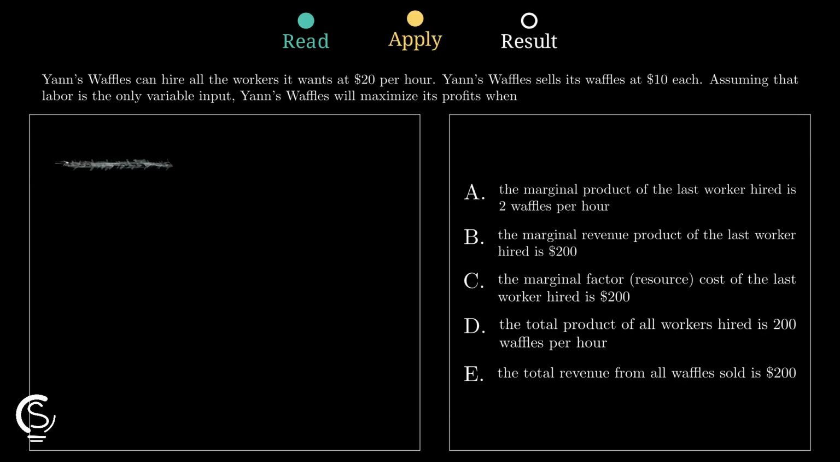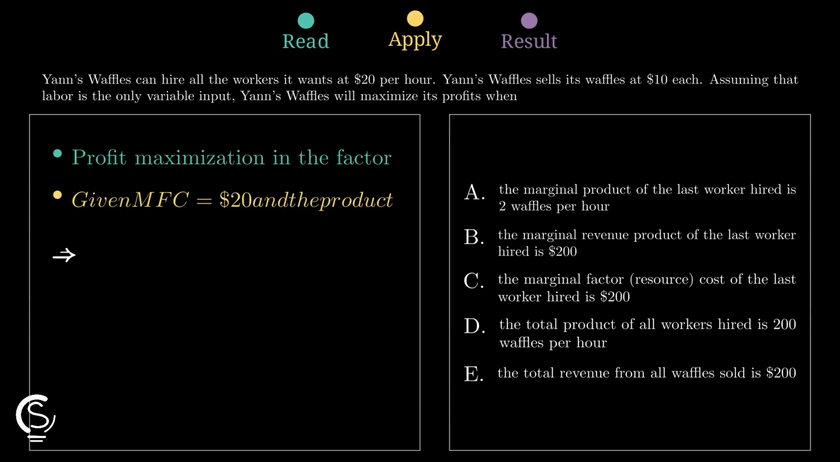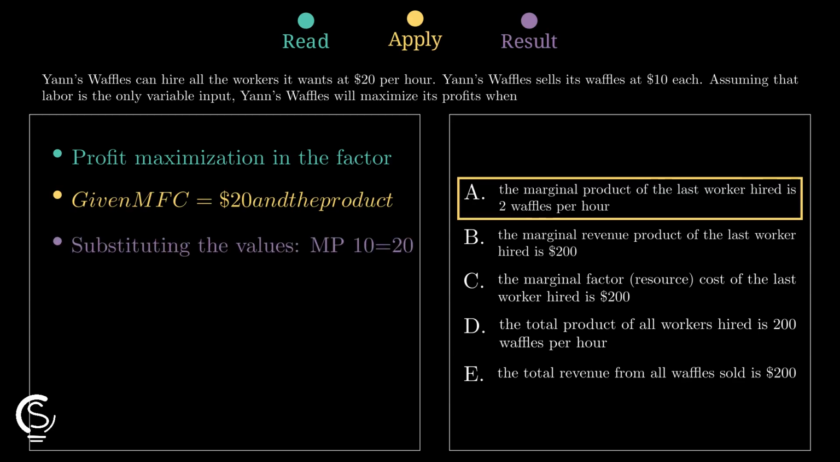Next, we calculate the marginal revenue product by multiplying the price of one waffle by the marginal product of labor. Since waffles sell for $10, we just need the math. Finally, set 10 times the marginal product equal to 20. Dividing by 10 shows the marginal product is 2, making option A the winner.